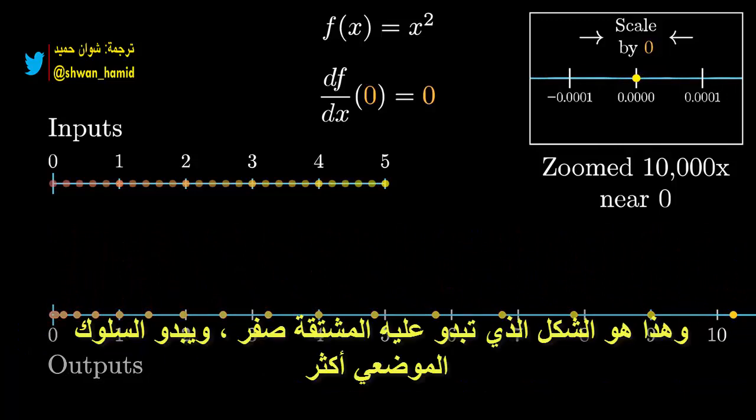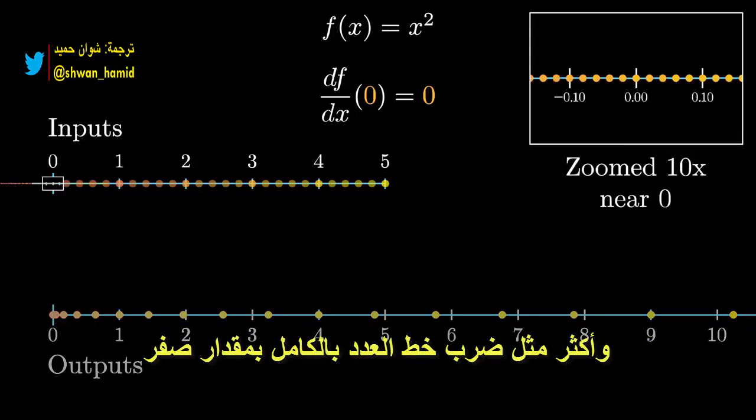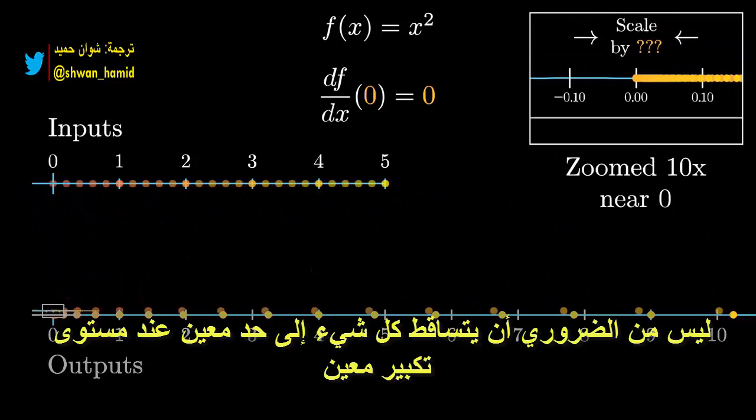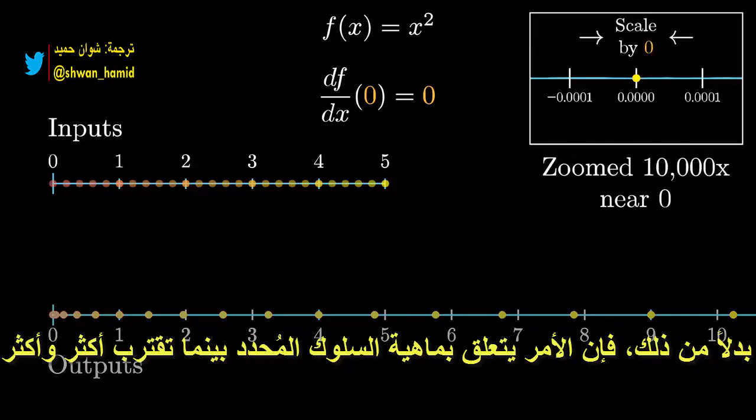And this is what it looks like for the derivative to be 0. The local behavior looks more and more like multiplying the whole number line by 0. It doesn't have to completely collapse everything to a point at a particular zoom level. Instead, it's a matter of what the limiting behavior is as you zoom in closer and closer.